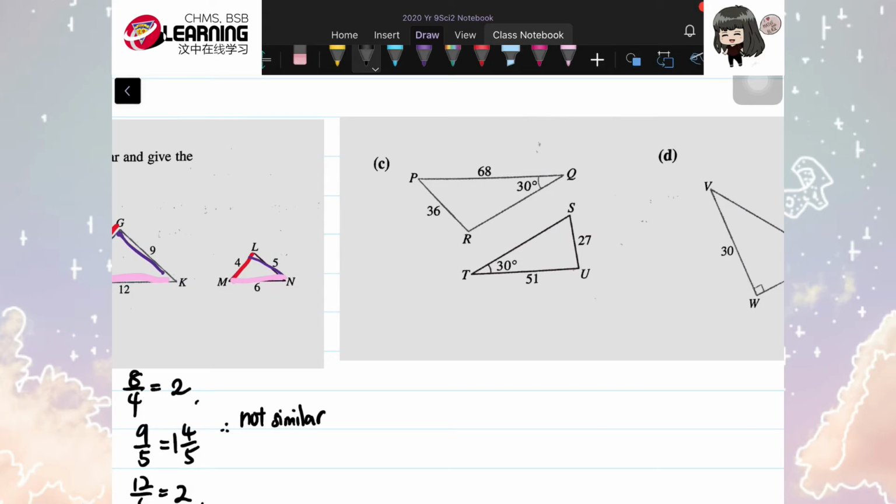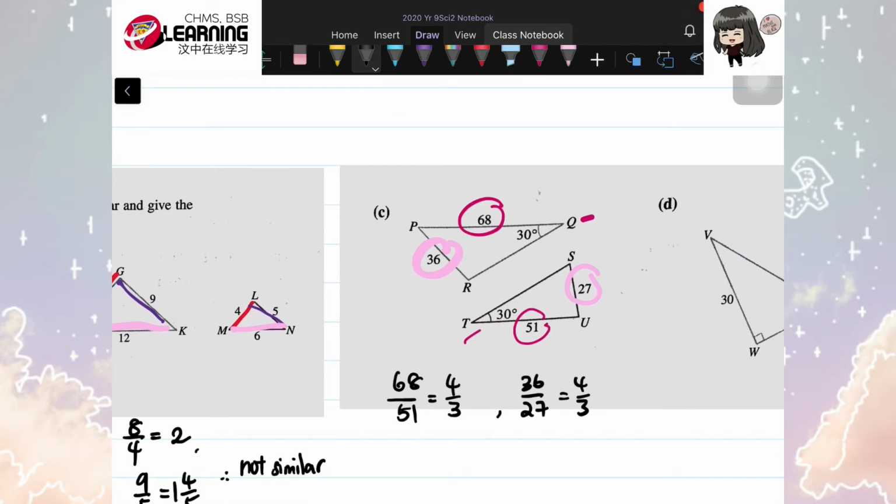Okay, part C. So we have one angle here, 30 degree, that is the same. This one and this one is the same. And then we look at the sides. 68 over 51 is equal to 4 over 3. And then we have 36 over 27, it's also 4 over 3. Yes, they have the same ratio, they have the same angle, but does this fulfill one of these? SSS? Definitely not, because we only have 2 pairs of sides.